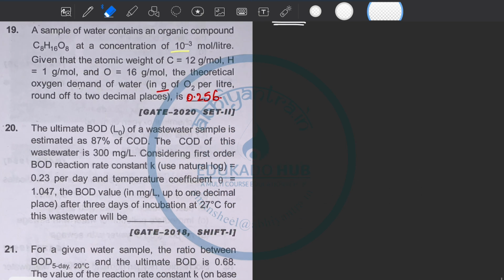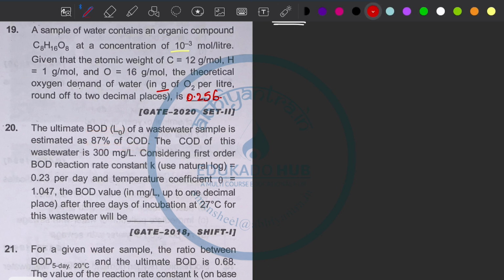All right, start. Question 20. The ultimate BOD, L0, of a wastewater sample is estimated as 87% of COD. Okay, ultimate BOD is 87% of COD. That means L0 is equal to 0.87 times COD.